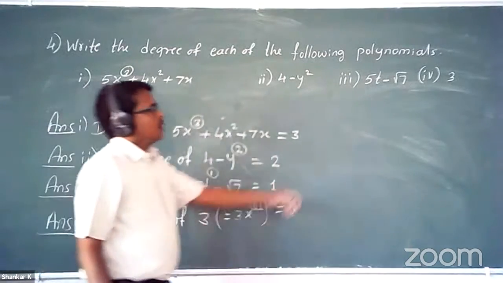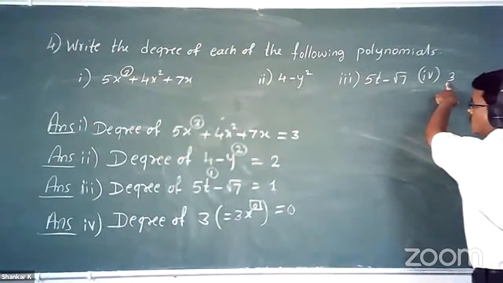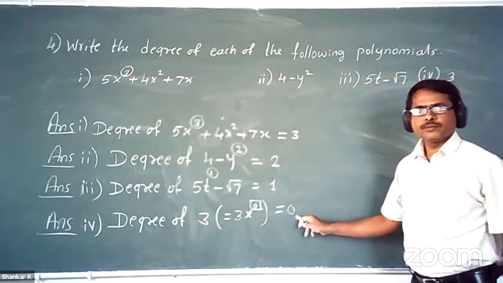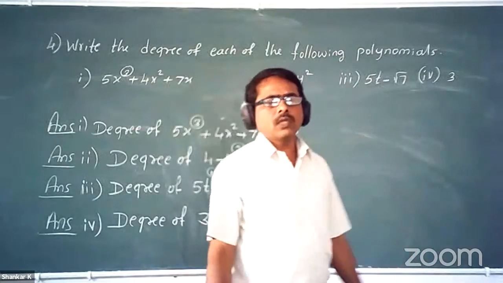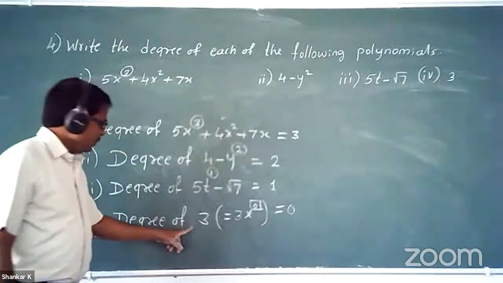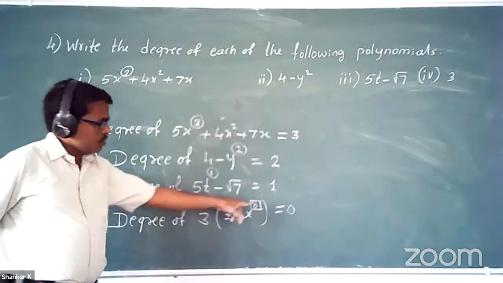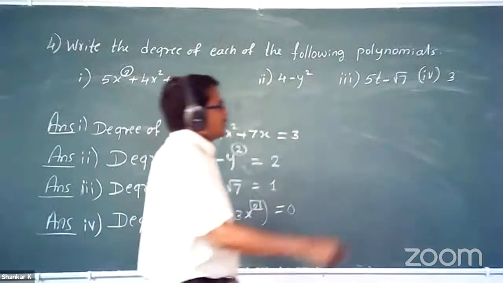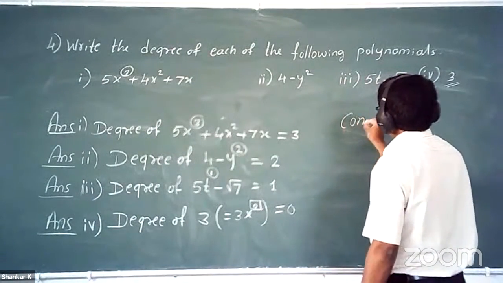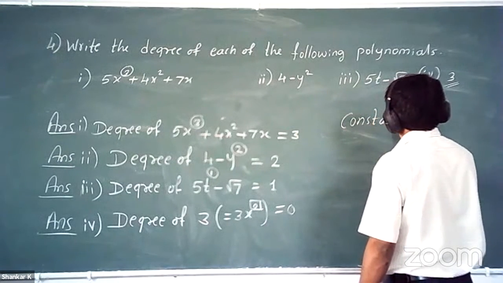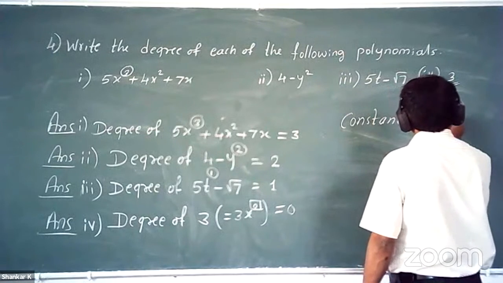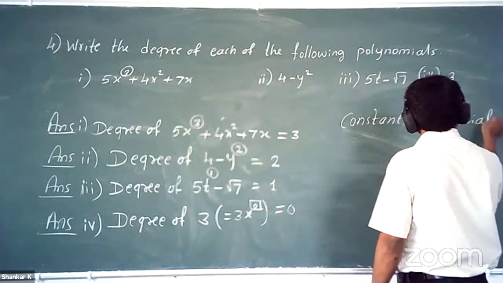Degree of a constant term is always 0. For example, degree of 100 is 0, degree of 1000 is 0, degree of 10 is 0. Okay. Degree of a constant is 0. And this kind of polynomial is called a constant polynomial. Correct?